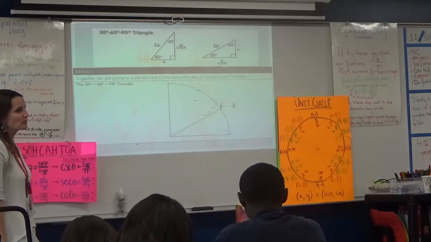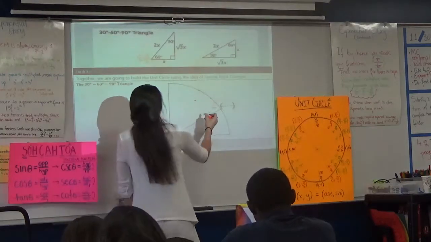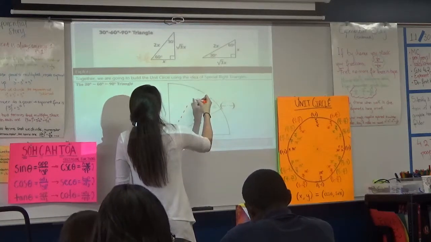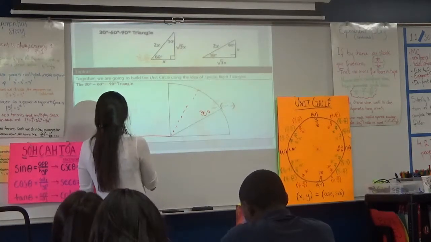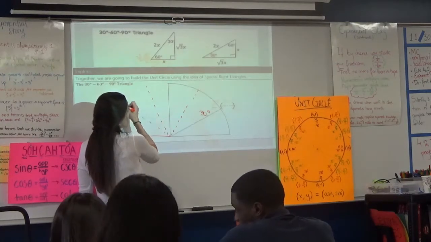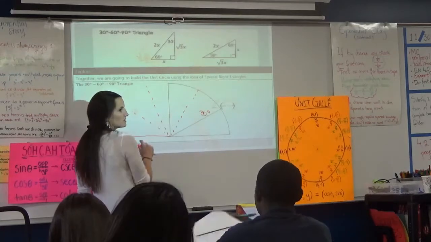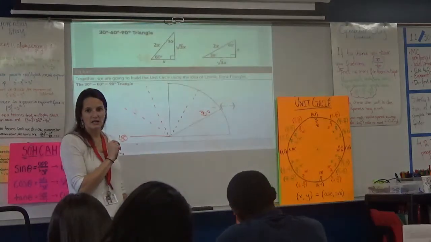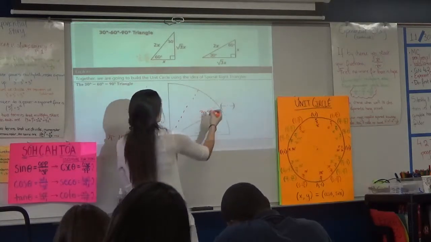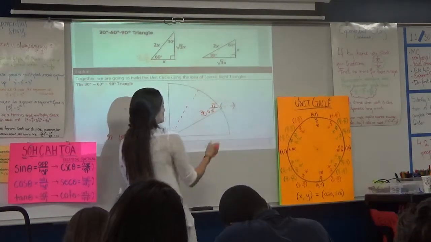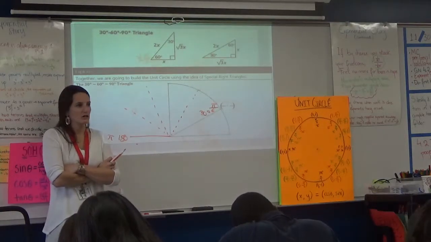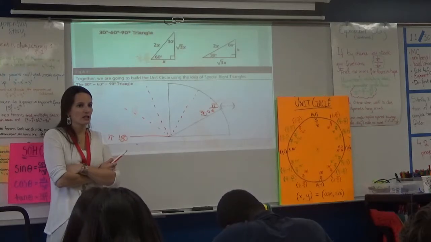Okay. So we've got 30 degrees right here, which, if I think of 180, 6 of these 30 degrees would fit in 180, which means I'm taking pi and splitting it into 6 pieces. Pi over 6.